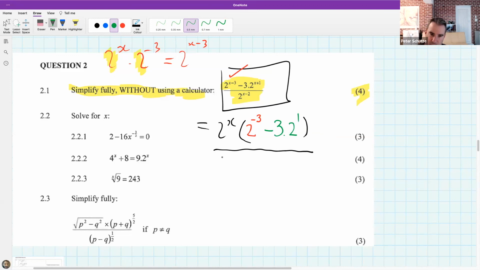Then the bottom, what I really want is for this 2x to be separate from this over here. And the good news is because I understand my bases, I can actually split these like that. And so now what I really love about this is I've got a 2 to the x on the top and a 2 to the x on the bottom. And so I can cancel them out. And then I'm just left with, okay, there's still a bit of math to be done. So let's see what I get. 2 to the -3 minus 6 over 2 to the -2.